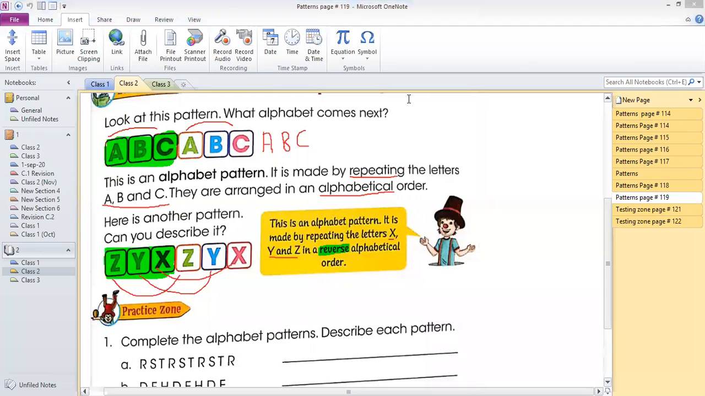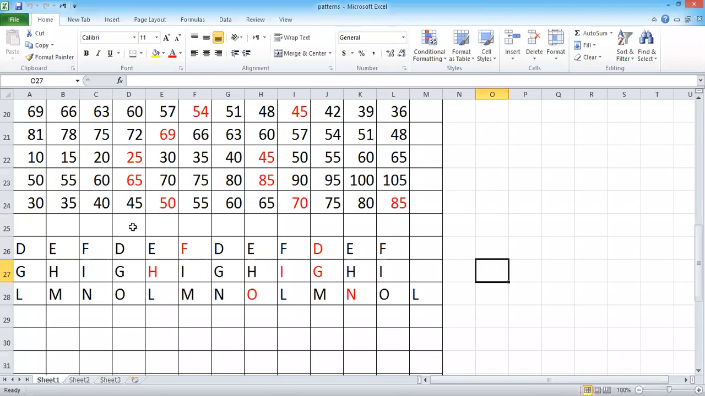We did some practice also. I'm going to share that screen also. There was one pattern. I gave you D, E, F, D, E, and you had to find the missing letter. You found out that it was F, and same here and same here. The last pattern we discussed was L, M, N, O. There were four alphabets used in that pattern, L, M, N, O, arranged in alphabetical order. First you identify the pattern, then you find the missing letter.